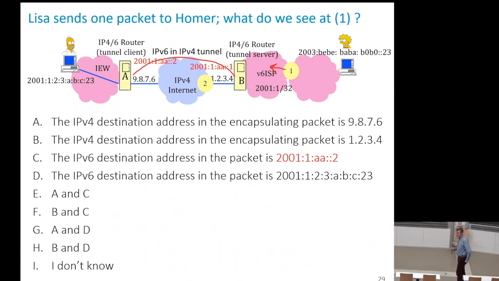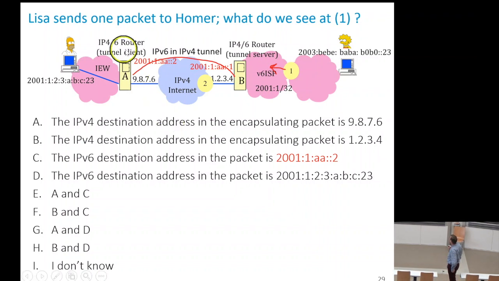It's very simple, but let's try to see if it is so simple by answering a few questions. Lisa is here on the right, sends a packet, so from right to left here, we go this way, and we observe the packet at number 1. What will we see?